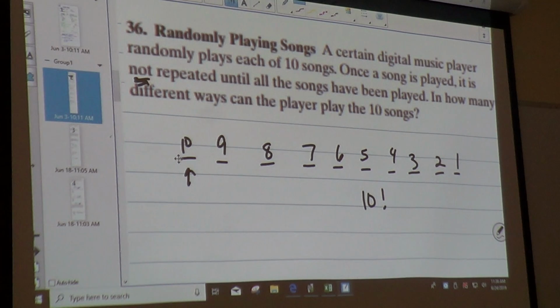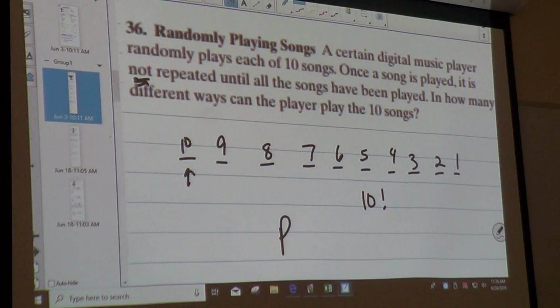So the order is going to be different each time because you're lining up the songs. It's like lining up people in class. So this is going to be an NPR because the lineup of the songs is different each time. Does that make sense? If I switch them around, the lineup is going to be different. So how many songs do I have to choose from? And how many songs am I picking? I'm still going to get that same answer.